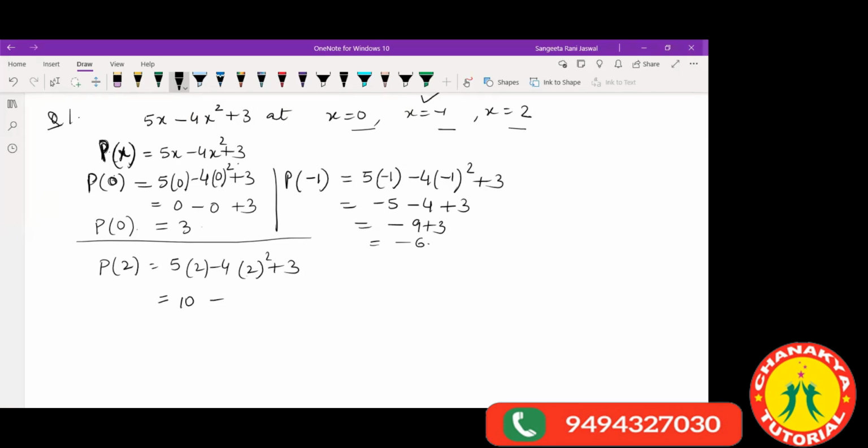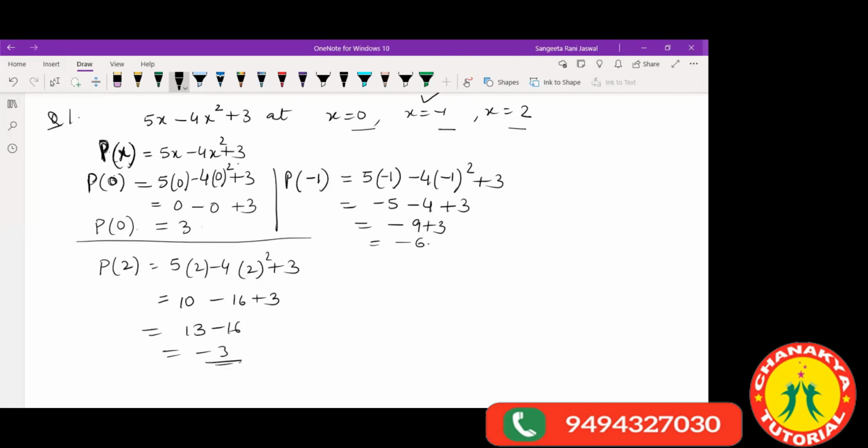This is 4 and this is 2. So this is 4 square. 2 square is 4, 4 fours are 16. This is 3. Okay, 16 plus 3 is 19 minus 6. You get minus 3. Okay, good.